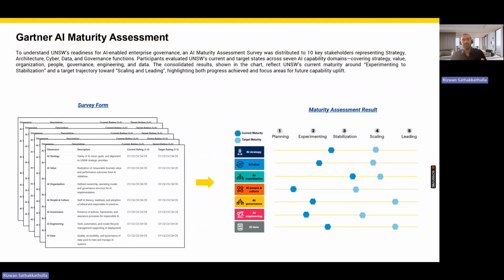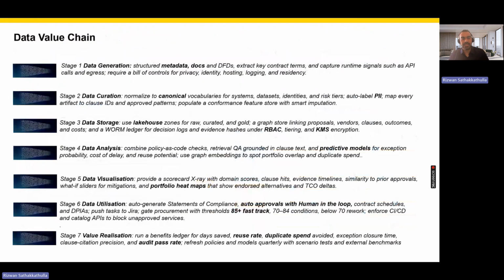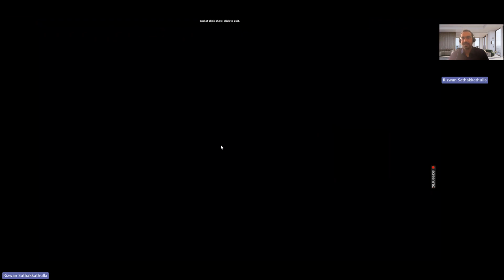We also have other information in the appendix highlighting the context information, SWOT analysis, and some of the work which you have done, the maturity assessment and data value chain, and everything has been highlighted here.